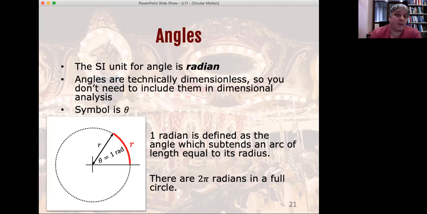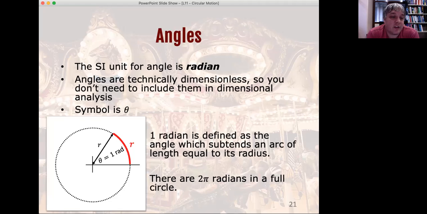I will just take a moment to talk about angles. Most people are familiar with degrees, but not everyone is familiar with radians. Radians are the angle that we will generally use. They are the SI derived unit for angle. They're not really an SI unit in the same sense, because angles are technically dimensionless. Angles don't actually have a dimension. That means we don't need to include them in our dimensional analysis. There's no symbol for them for our dimensional analysis. But you do need to remember that they do have a unit, and make sure you're clear about whether people are talking degrees or radians.